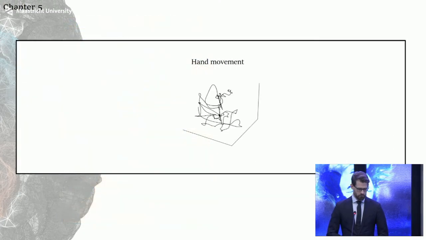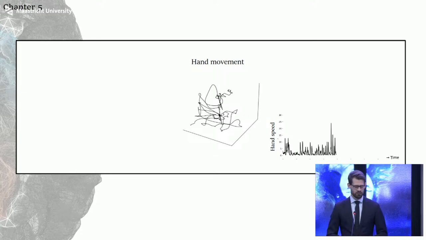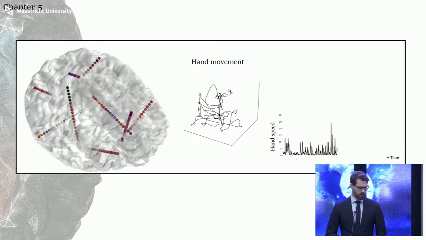So by having these 3D coordinates of the hands over time, we can also calculate other kinematics, for example, the hand movement speed regardless of direction. At the same time, we record neural activity from the brain. And there are the electrodes from one participant, and orange means that there is more activity at that time point. And what I hope you can see is that, again, for this 3D hand movement, the whole brain seems to be involved.